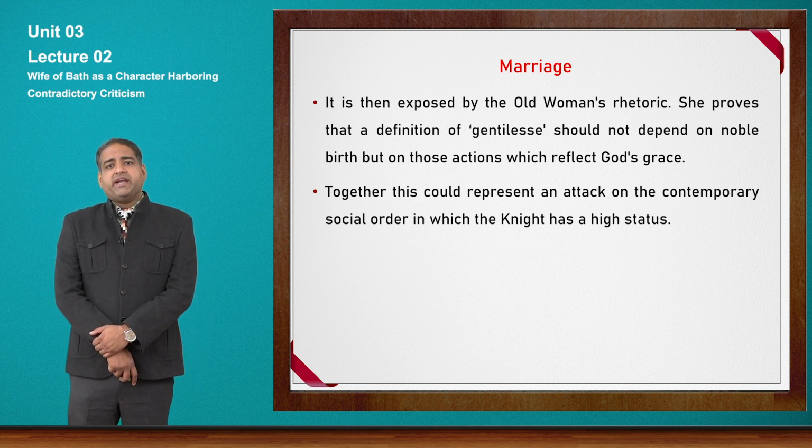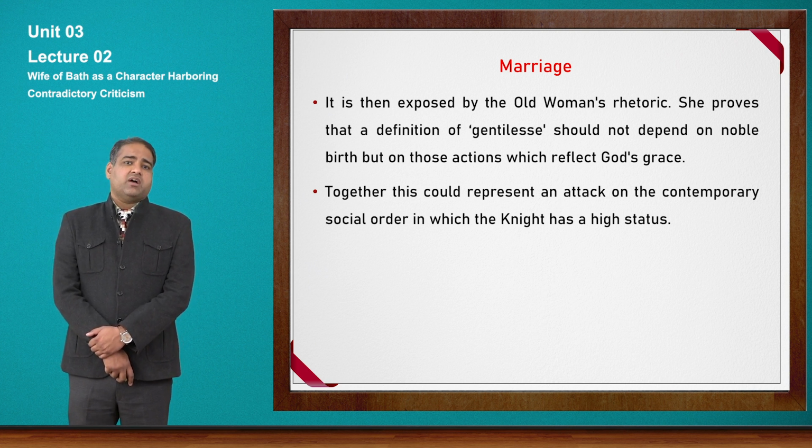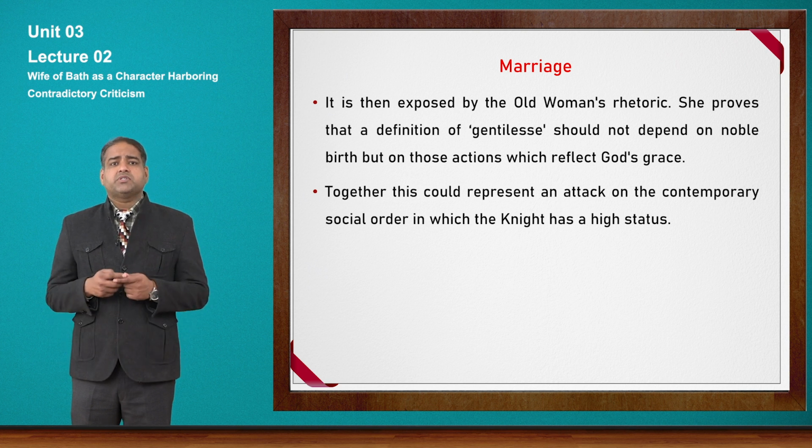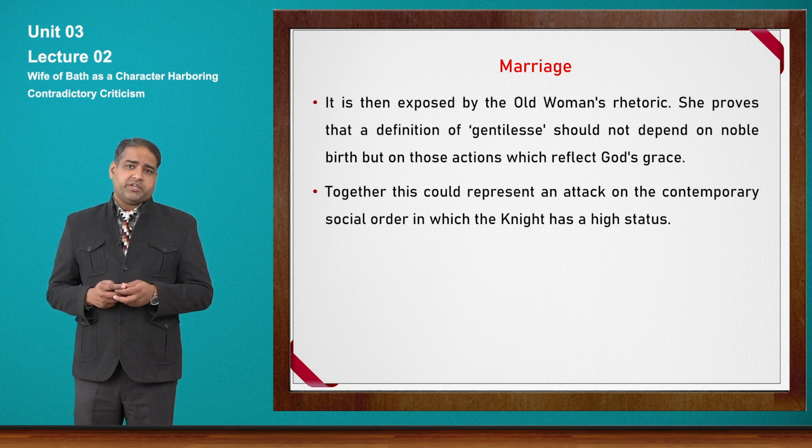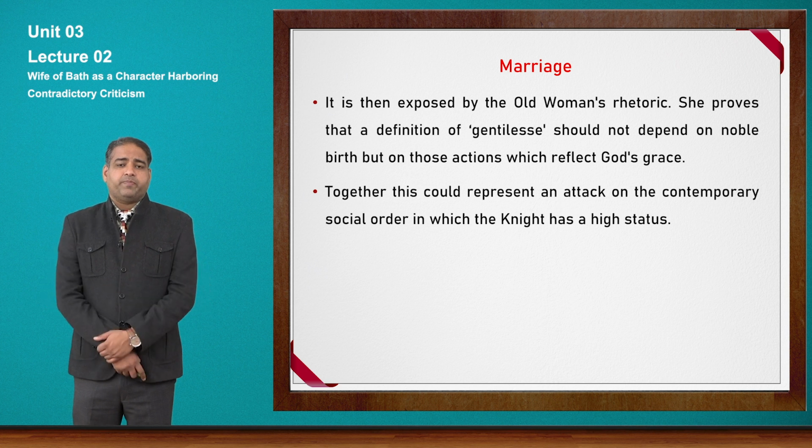Together, this could represent an attack on the contemporary social order in which the knight has a high status. So, when the knight rapes the young girl, this is, let's say, irony on the high status in the society. Even the knights are not free from that dominance or viciousness in their behavior.